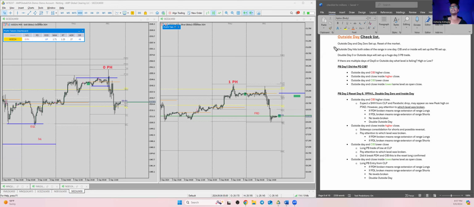So the outside day is simply when the market is reset and price hits both sides of the range on the same day. That is usually your outside day. You'll see that all the time. Sometimes it will look like an EKG monitor, right? Look just like that. Okay. So let me just show you real quick, right?